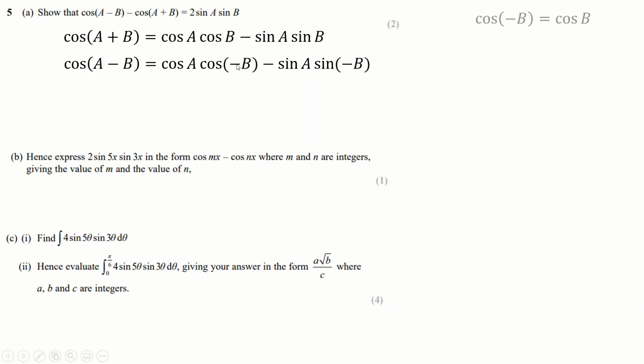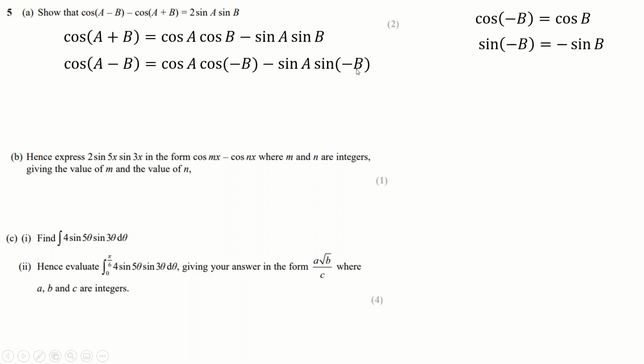Now, this is where we use the fact that cos of minus b is equal to cos b, because it's called an even function when it does that. It's symmetrical around the y-axis, essentially. Sine of minus b is equal to minus sine b. That's called an odd function. It's symmetrical, and then you also have to flip in the x. So odd function, even function, odd function.